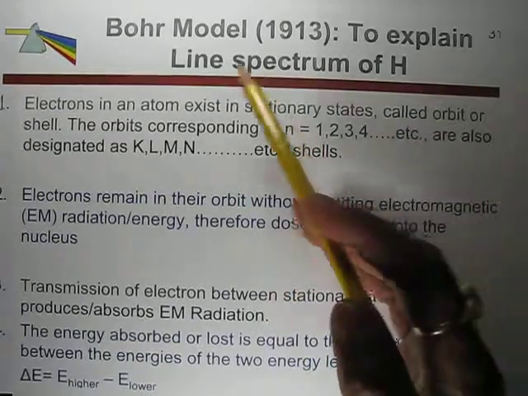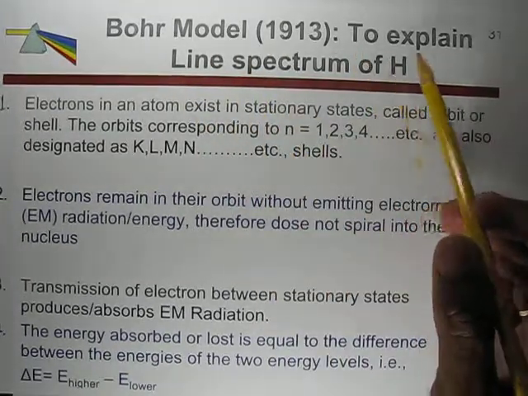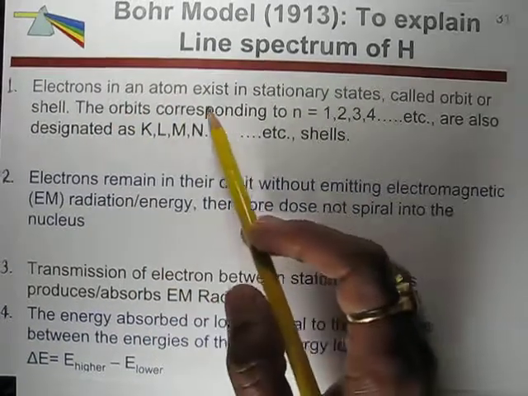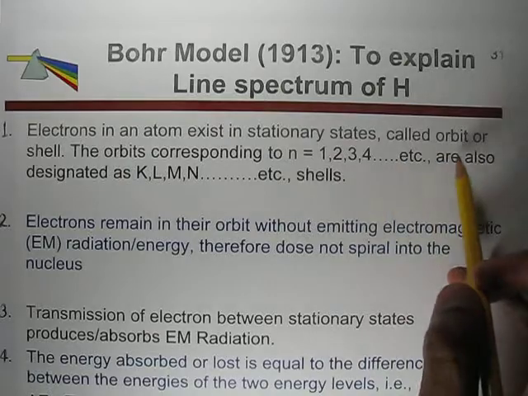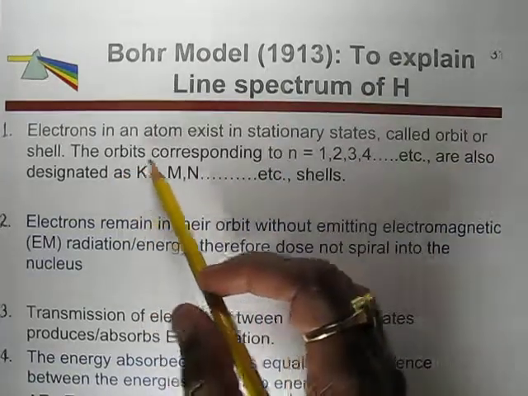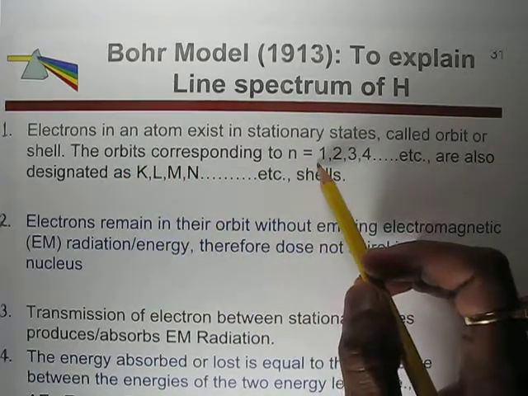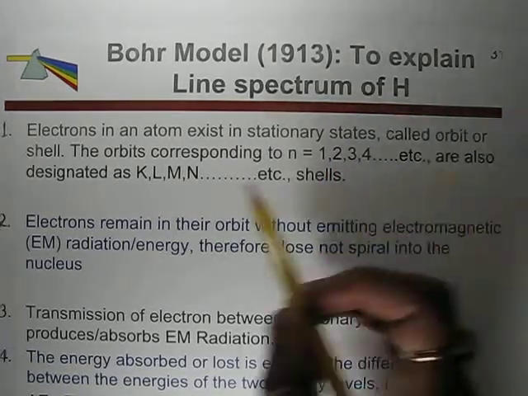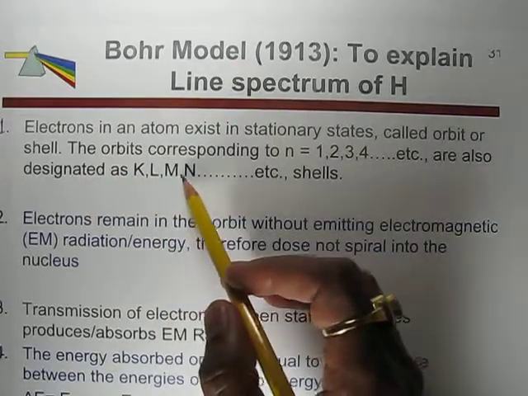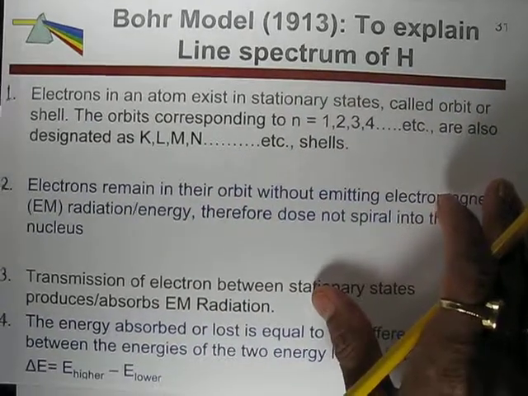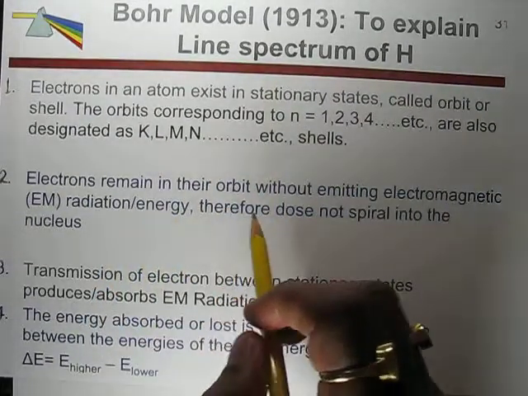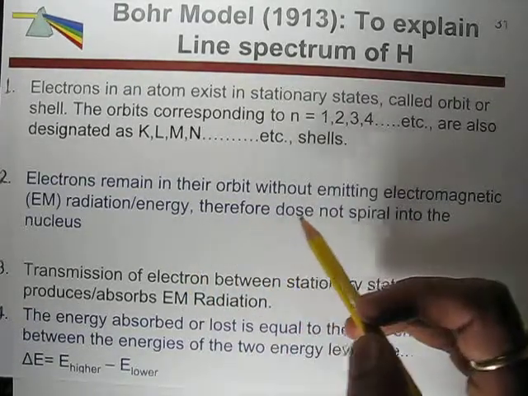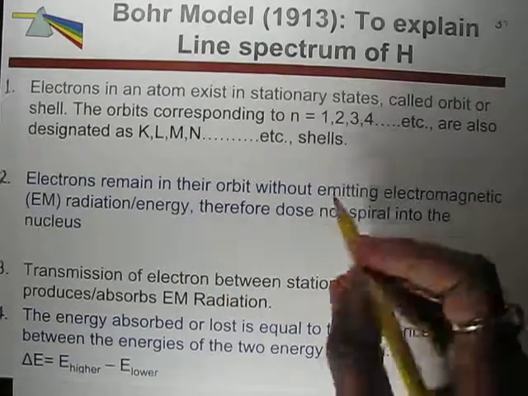So what does the Bohr model explain? The Bohr model explains the line spectrum of hydrogen. An electron in an atom exists in a stationary state called an orbit or shell. The orbits correspond to small n, which is equal to 1, 2, 3, 4, also designated as K, L, M, N. An electron remains in its orbit without emitting electromagnetic radiation or energy, and therefore does not spiral into the nucleus.